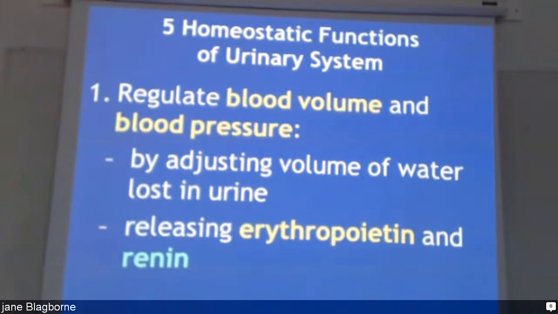Homeostatic functions, which I said were the most important part of the kidneys, are to regulate blood volume and blood pressure. When we were talking about it, it was neural. We talked about baroreceptors and those types of things, and that's what we're talking about here. So adjusting the volume of the water lost in urine and releasing erythropoietin and renin. And those are the control mechanisms.